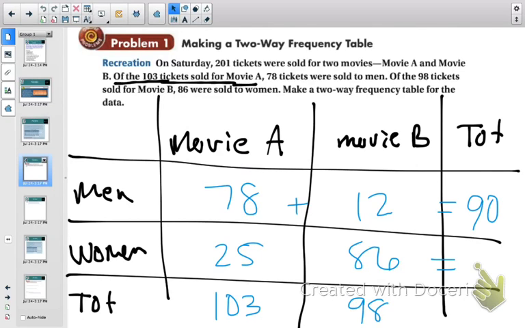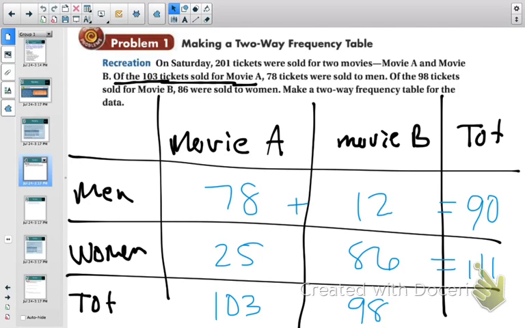This one is going to give us 86 plus 25 is 111. And then your total, so your grand total down here, you can actually get that from either adding up the columns or adding up the row totals. And you should get the same thing either way.